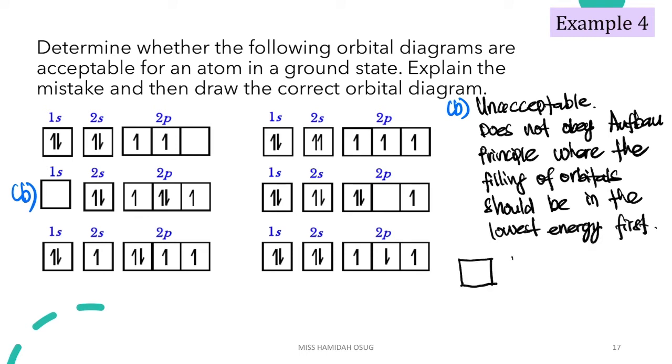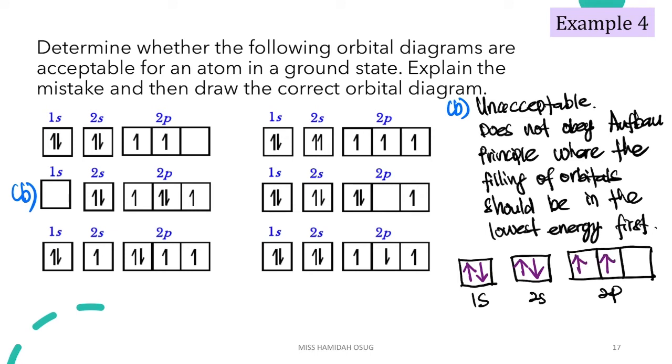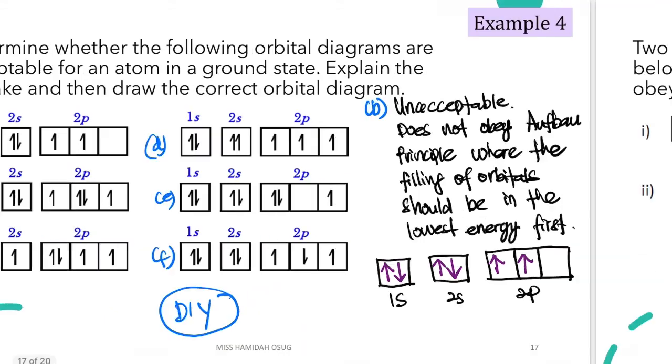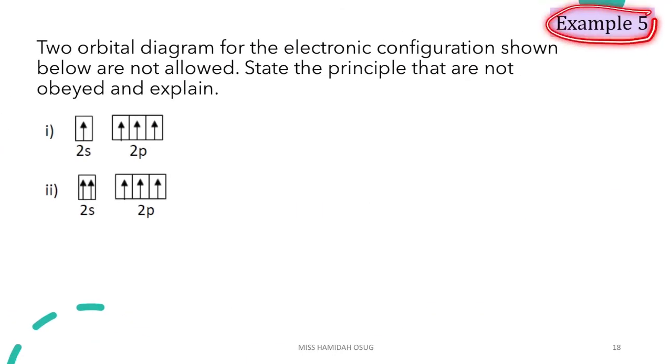So this is the correction of the orbital diagram. We must fill in the electron on the lowest energy first, followed by the next energy level. Next, for question C, D, E, and F, I want you to do it by yourself. The same also for example 5, I also want you to do it by yourself.